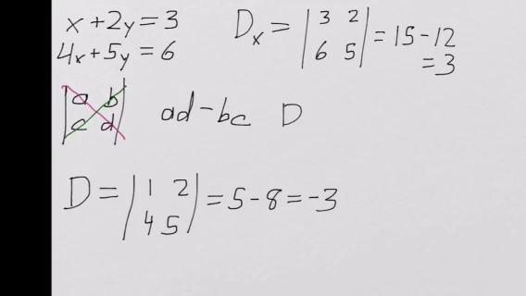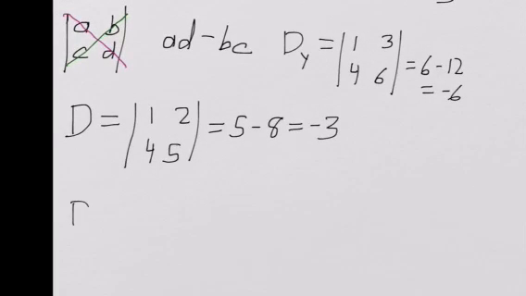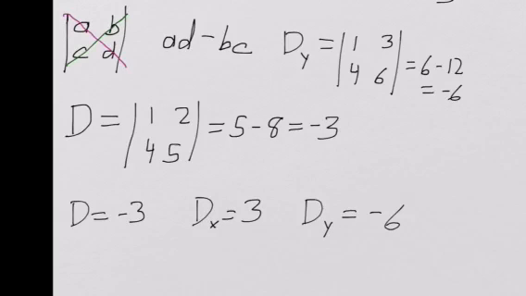And D sub y is going to be the similar idea. I'm going to take the original coefficient matrix and replace the coefficients on y with the constants. So that'll be 1 times 6 is 6, minus 3 times 4 is 12. So that equals negative 6. So now we have D equals negative 3. D sub x is equal to 3. And D sub y is equal to negative 6.